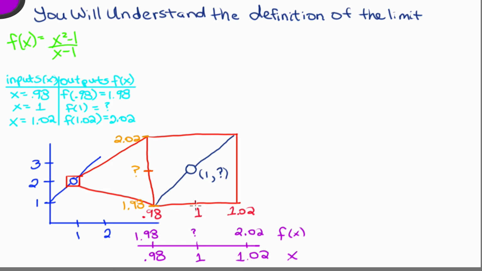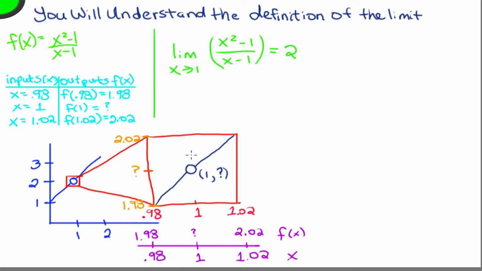If we zoom in on a tiny interval, and if the values of the inputs move closer and closer to a certain value, in our case 1, and the outputs move closer and closer to a certain value, in our case 2, then that value of the outputs is considered our limit. The limit of x squared minus 1 over x minus 1 as x approaches 1 is 2. This is the notation that we will use for limits.